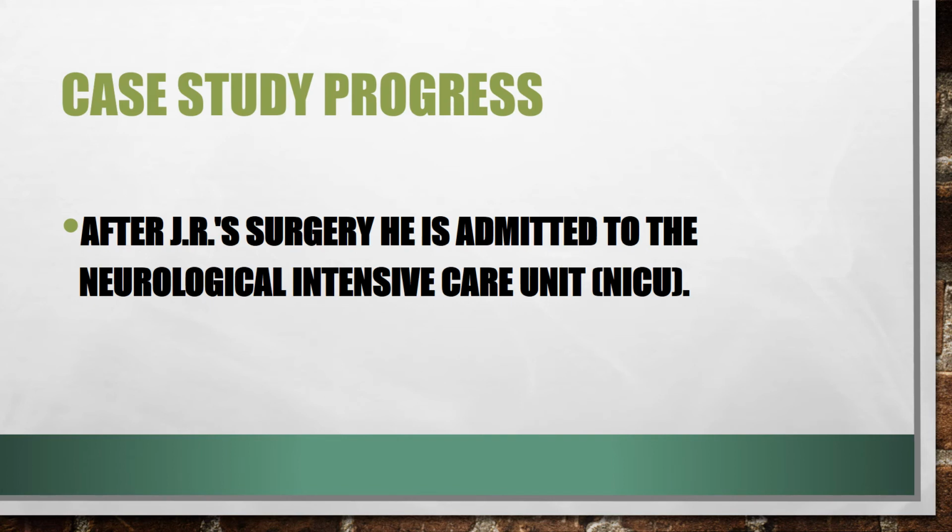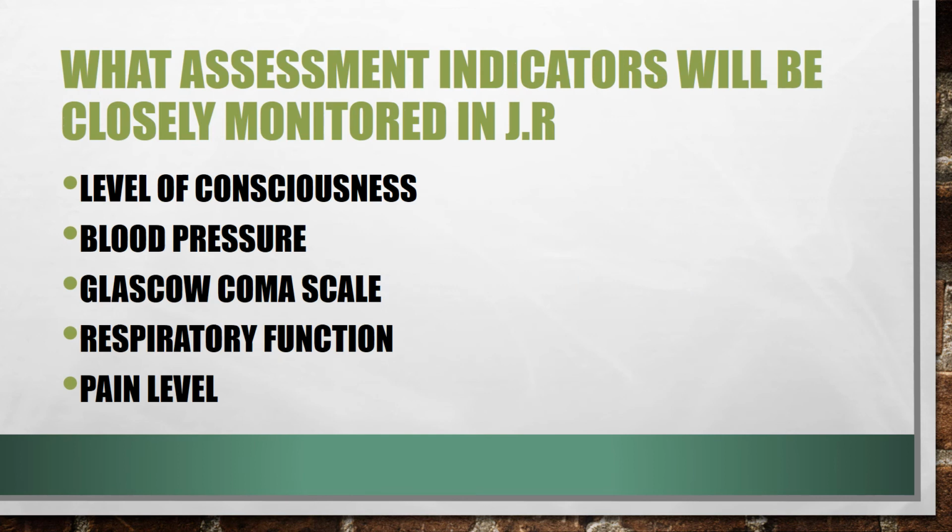Our case study progresses. After JR's surgery, he is admitted to the neurological intensive care unit. What assessment indicators will be closely monitored in JR? The level of consciousness, the blood pressure. We're also going to be watching the Glasgow Coma Scale, his respiratory function and ventilation, and then his pain level and how he responds to pain.